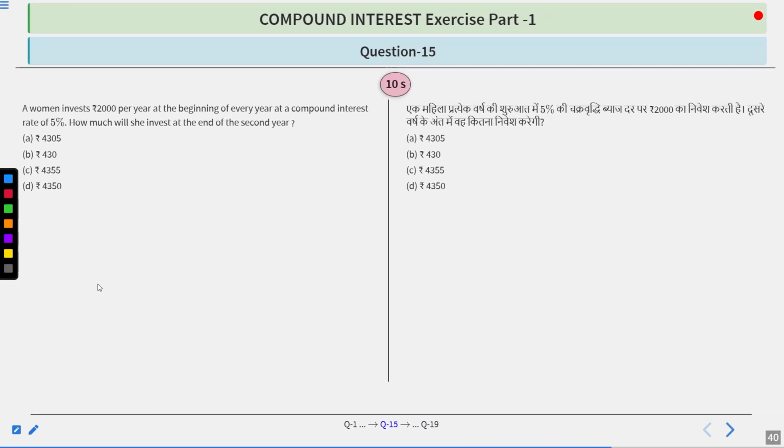Next, a woman invested rupees 2000 per year at the beginning of every year at a compound interest rate of 5%. How much will she invest at the end of second year? And the options are option A, rupees 4305, option B, rupees 430, option C, rupees 4355, and option D, rupees 4350. These are the options.